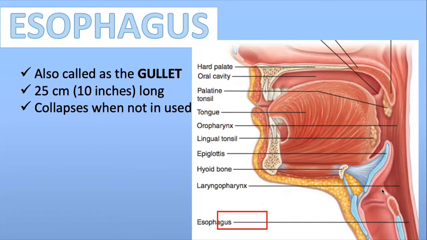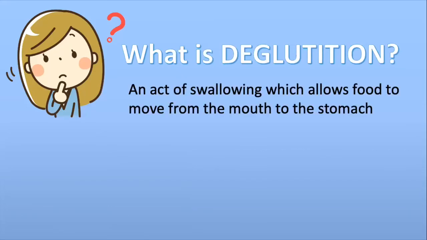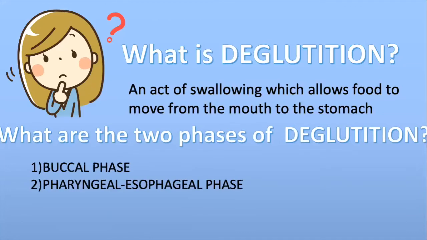Here, the epiglottis will close off the larynx for the incoming food, so of course it will not go to our lungs, and we won't choke. Okay? Next, what is deglutition? Deglutition is the act of swallowing, which allows food to move from the mouth towards the stomach. So what are the two phases of deglutition? We have the buccal phase and the pharyngeal-esophageal phase. So let's discuss the two.